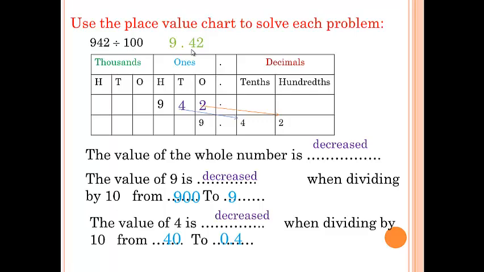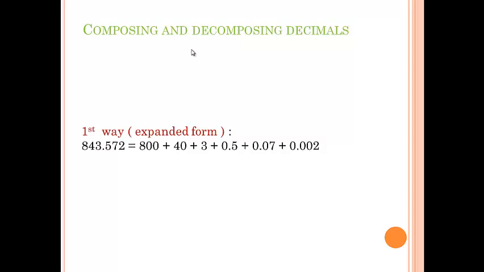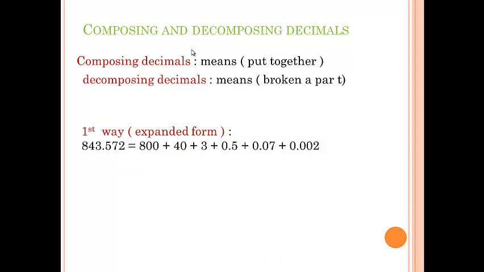Now, next topic, composing and decomposing decimals. Composing means put together, collect again the number. Decomposing means broken apart. We have many ways to compose or decompose a number. First, we will decompose this number, 843.572.